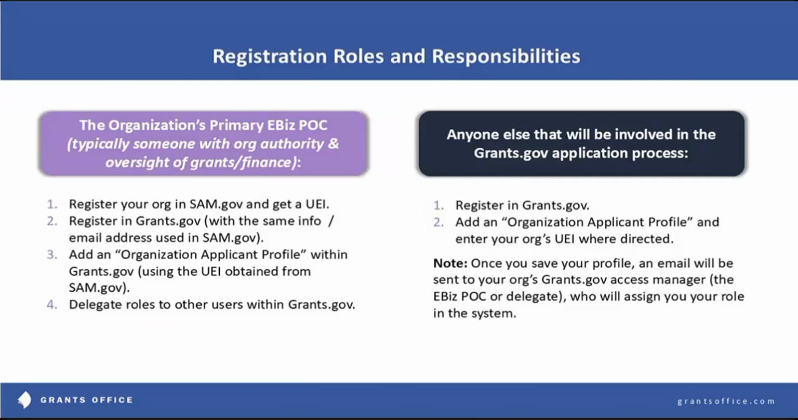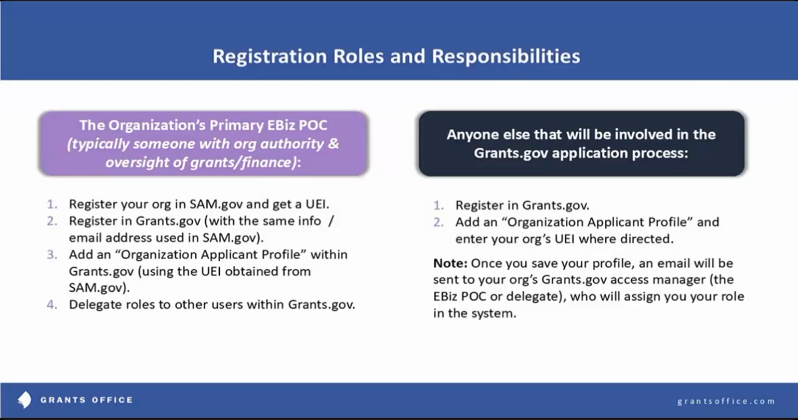All right, so now let's drill into the different registration roles and responsibilities a bit deeper for those organizations that are just getting started. The process typically begins with your organization's primary electronic business point of contact, or eBiz POC. There is no required job title for the primary eBiz POC in SAM.gov and Grants.gov, but in larger organizations, this is often a grants manager, chief financial officer, or finance director. And in smaller organizations, it is commonly the executive director or CEO. The key is just that the individual has authority to manage roles, oversee compliance, and legally bind the organization.